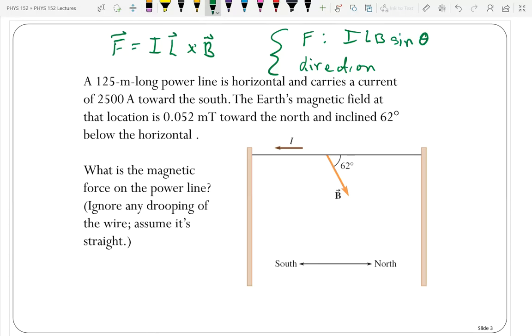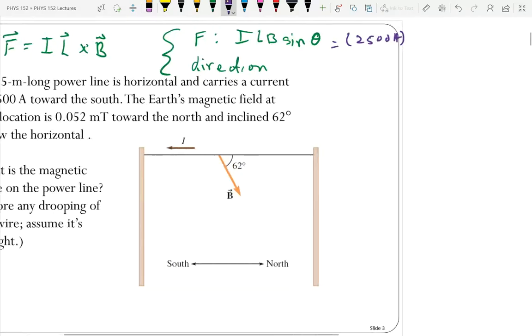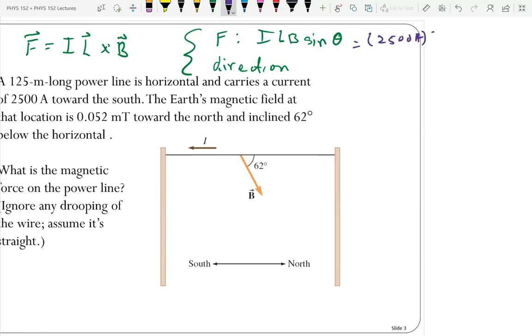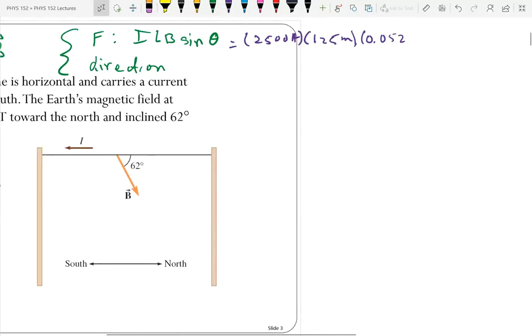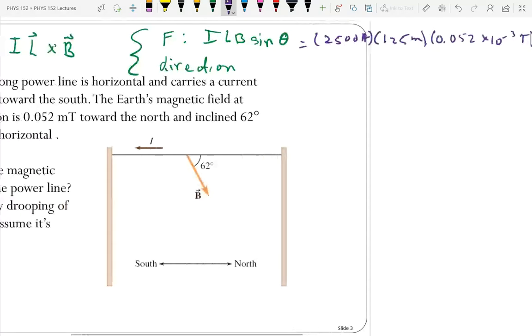So in this problem, we can put our numbers right in. The current was 2,500 amps. The length was 125 meters. The magnetic field is 0.052 millitesla, so times 10 to the minus 3. And then sine of the angle between the two.